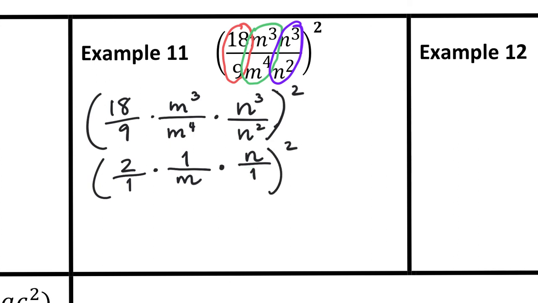And it's going to be raised to the power of 2. And so we multiply everything. What's 2 times 1 times n? It's 2n. 2n on top. 2 times 1 times n is 2n. 1 times m times 1 is m. And it's raised to the power of 2.